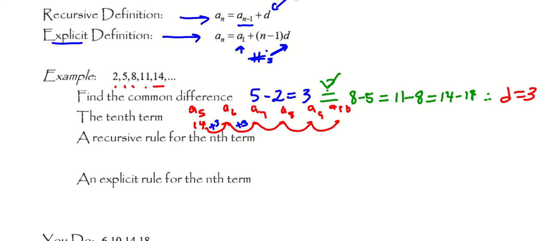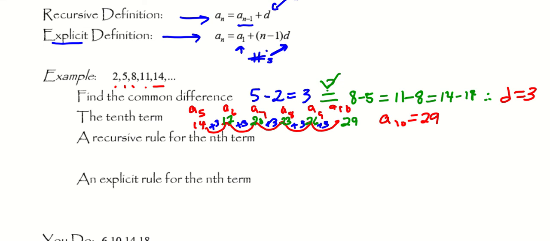So let's look. To get from the 5th to the 10th term, we're going to add 3 1, 2, 3, 4, 5 times. And if we do that, then we get 14 plus 3 is 17, 17 plus 3 is 20, 20 plus 3 is 23, 23 plus 3 is 26, and 26 plus 3 is 29. So just by adding common differences, we know that our 10th term is 29.